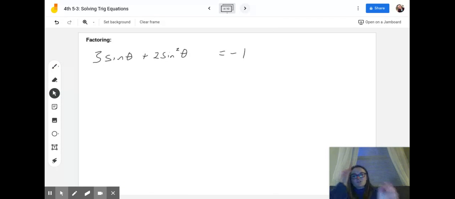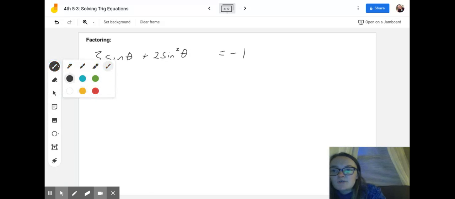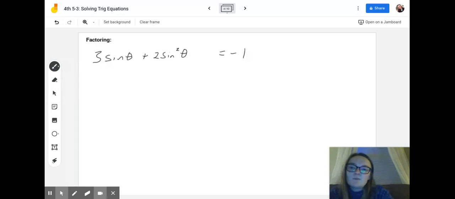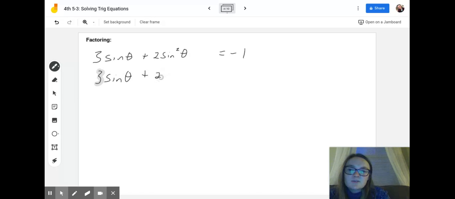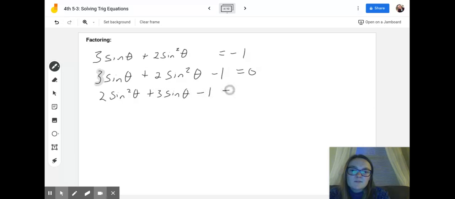All right, so these are questions involving factoring while I solve with trig functions. I'm going to go ahead and get everything to one side for a minute. So I'm going to have 3 sine of theta plus 2 sine squared theta minus 1 is equal to 0. I'm going to move this so that I have the biggest exponents on the left and the smallest on the right. So we have 2 sine squared theta plus 3 sine of theta minus 1 is equal to 0.